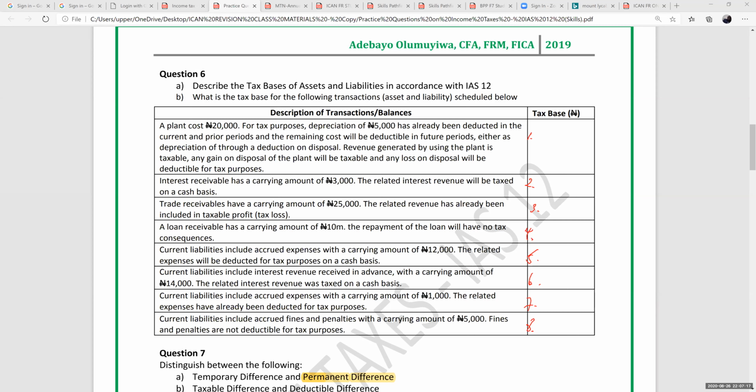I didn't get number 1. Number 1 is 15,000 tax base. That number 1 is exactly the example we looked at. How come you didn't get the same answer? Nothing changed. $15,000.